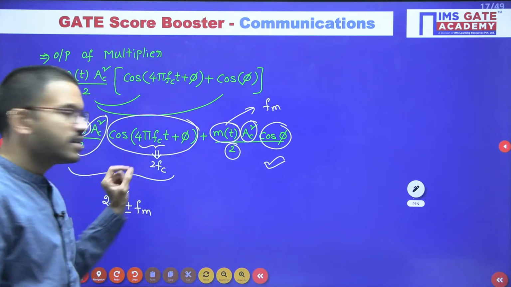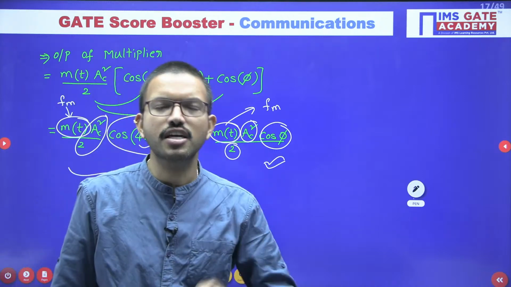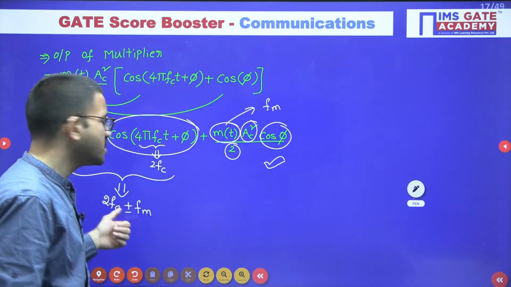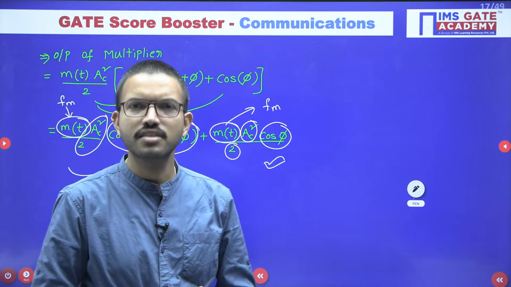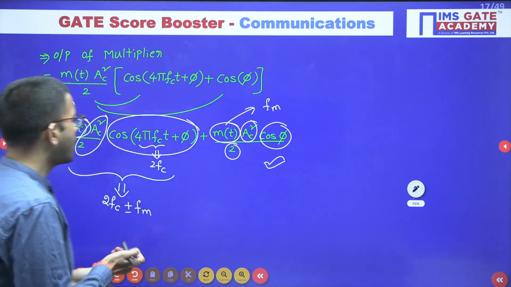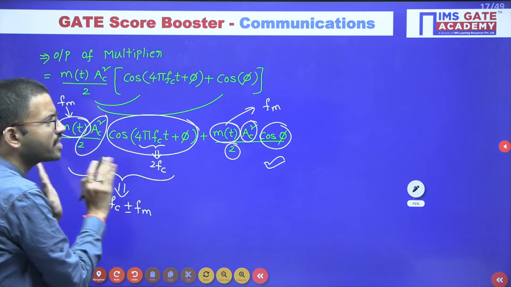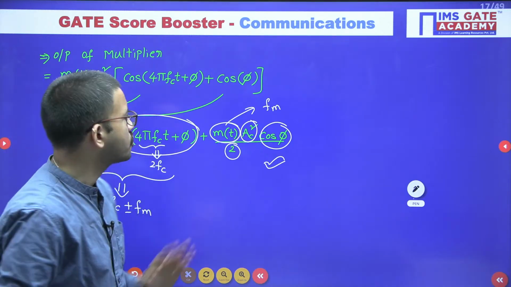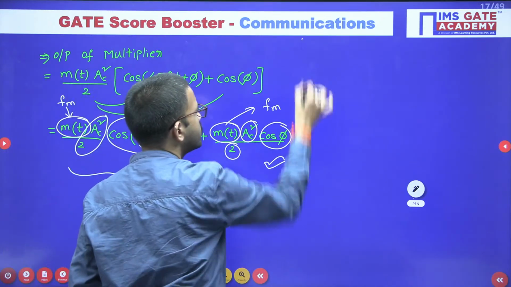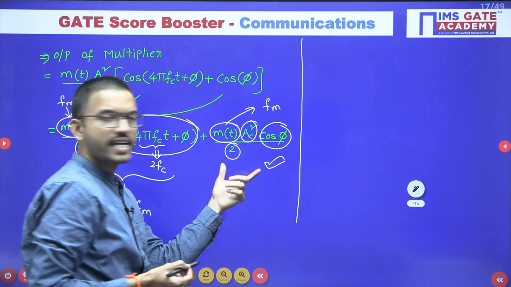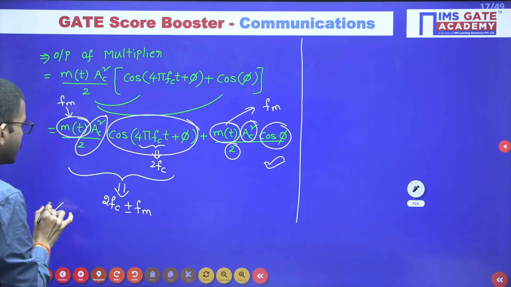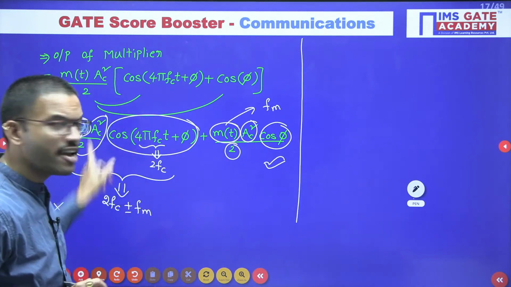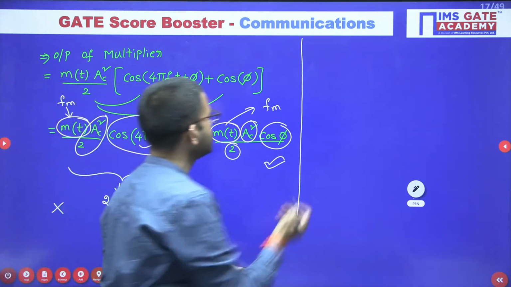Obviously, fc itself is very high when compared to fm. So the 2fc component is far greater when compared to fm, right? So obviously this particular term is not allowed by the low pass filter. Ultimately, at the output of the low pass filter, we are going to get only the second term. The first term is not allowed by the low pass filter because it has high frequency components, right?